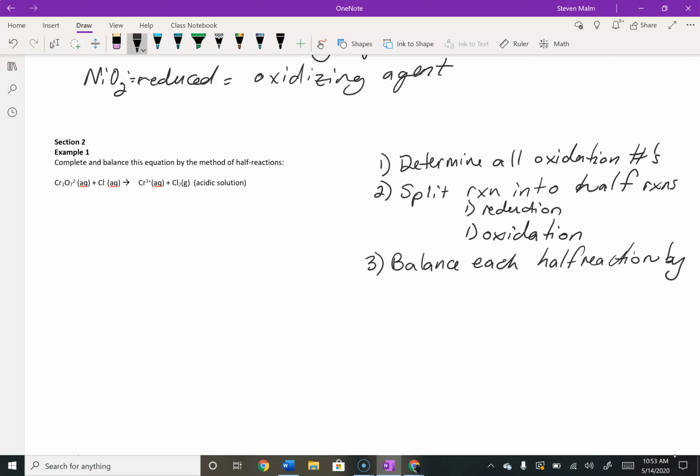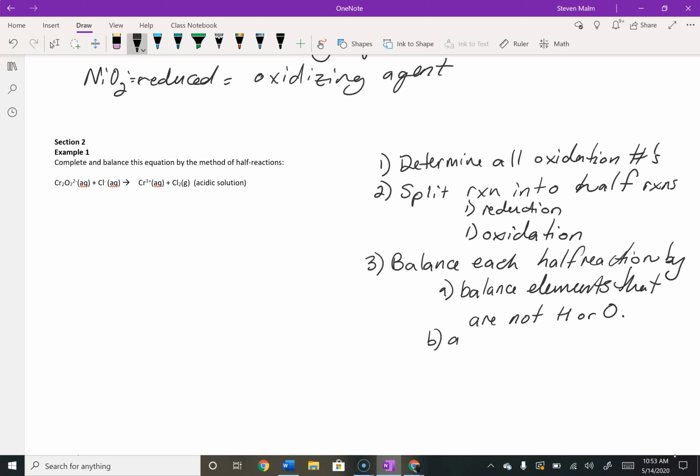And you're going to do this by adding water. Oops, sorry, that's not the first thing. The first thing is actually to balance elements that are not H or O.